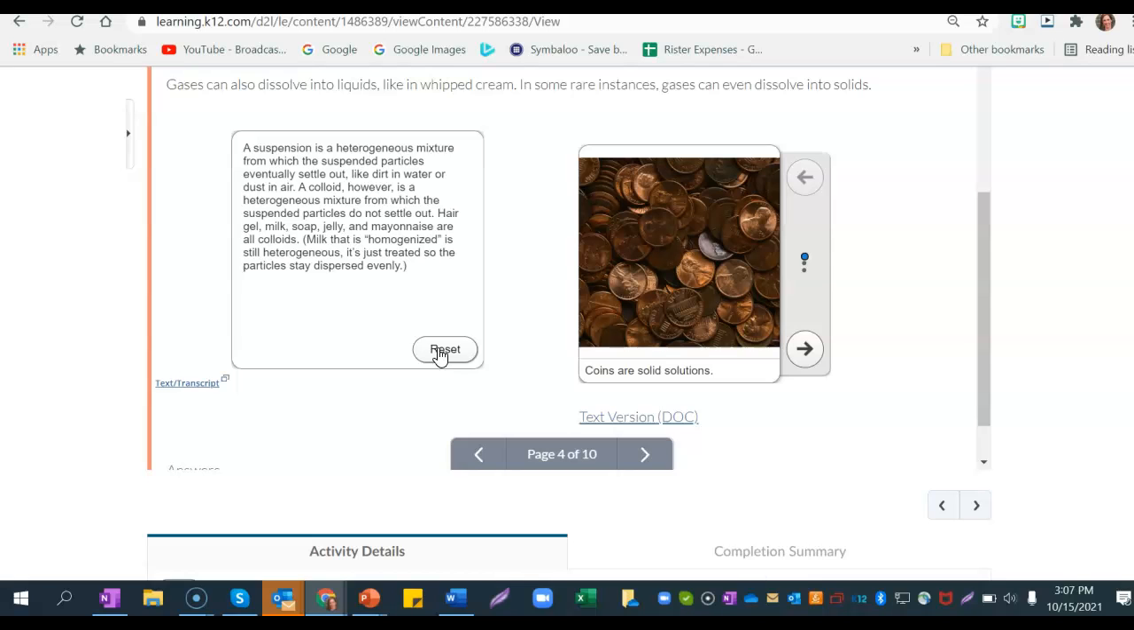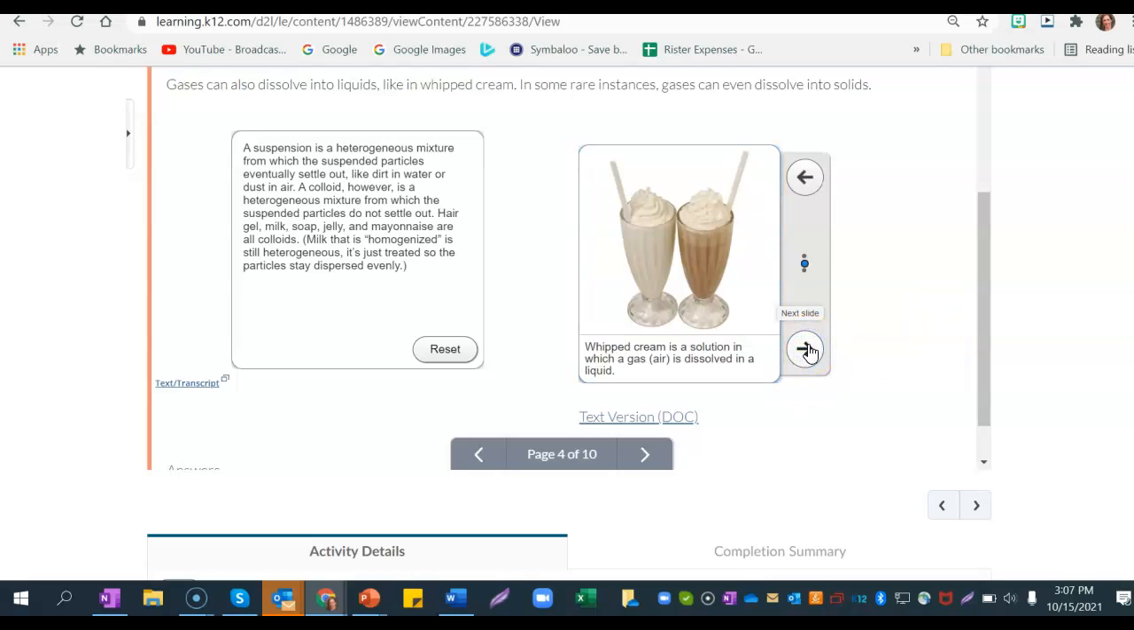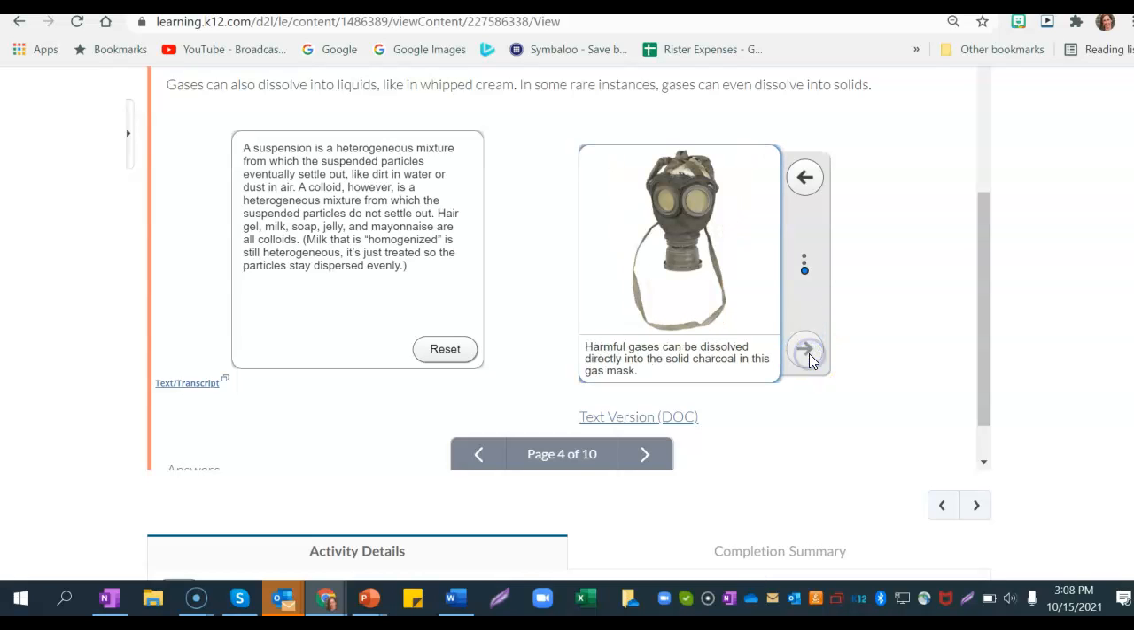Coins are solid solutions. If we look here, whipped cream is a solution in which a gas, the air, is dissolved in a liquid. If you've ever seen heavy whipping cream, you could pour it out of a container, but then you could use beaters and beat it, and it gets that fluffy texture that you see there in the picture. So it's got air dissolved in it. And then harmful gases can be dissolved directly into the solid charcoal in this gas mask.